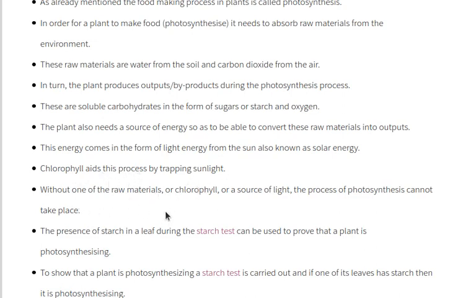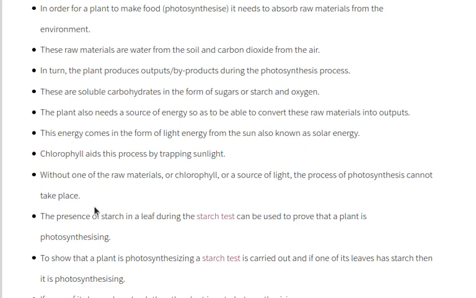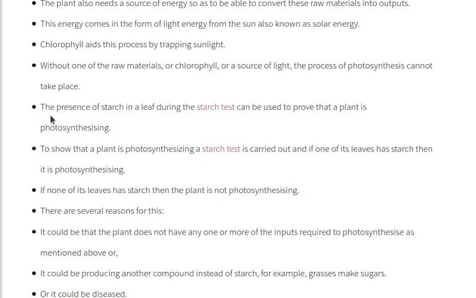So without one of the raw materials, or even chlorophyll, or the source of light, the process of photosynthesis cannot take place. Without carbon dioxide, or water, or chlorophyll, or light, photosynthesis cannot take place. The presence of starch in a leaf during the starch test, which we're going to talk about in a minute, can be used to prove that a plant is photosynthesizing.